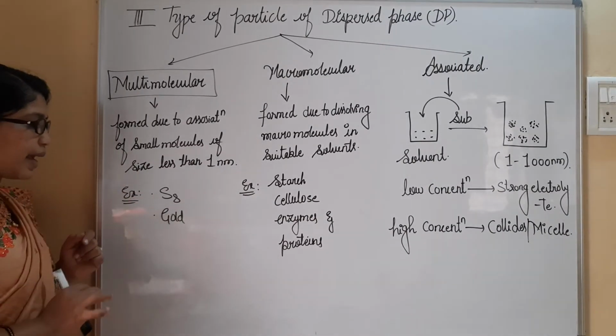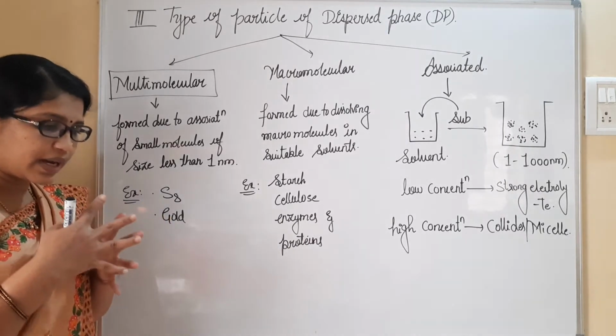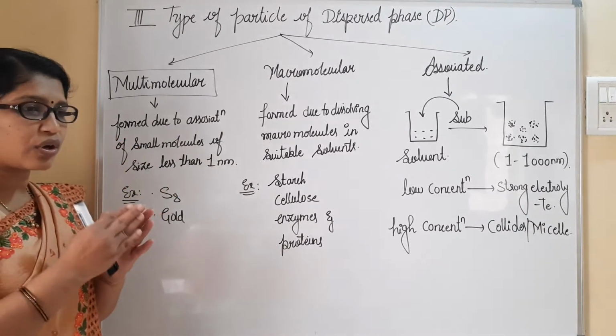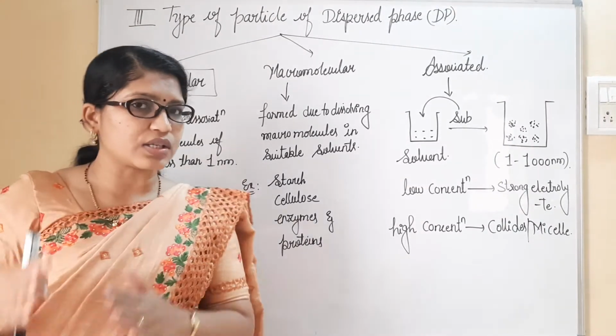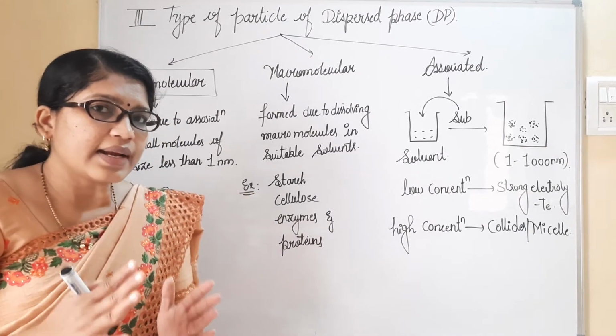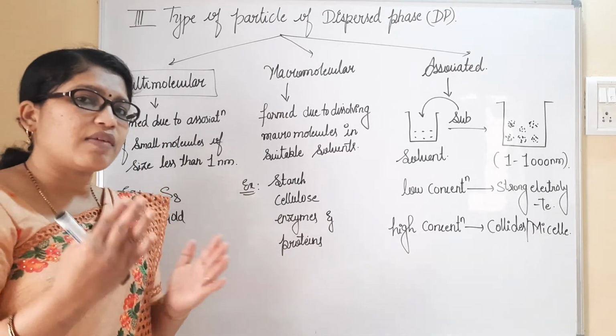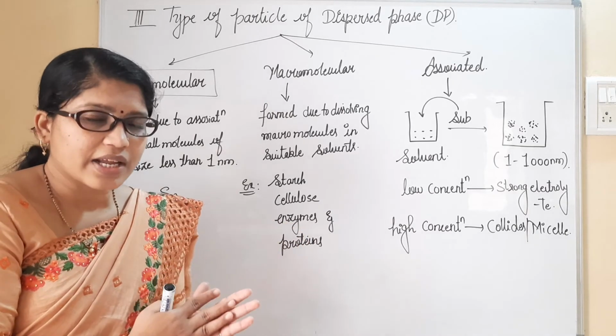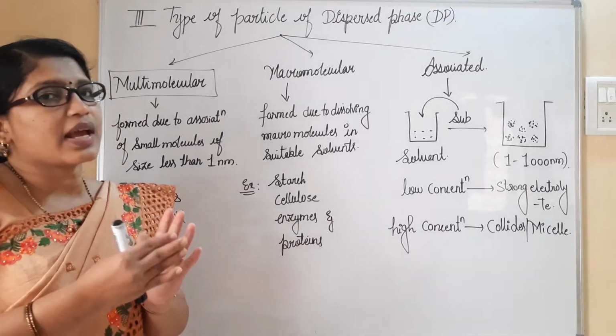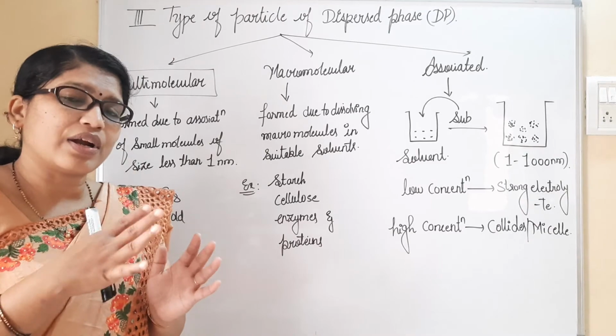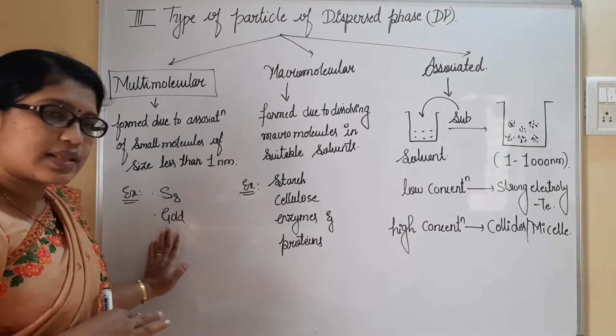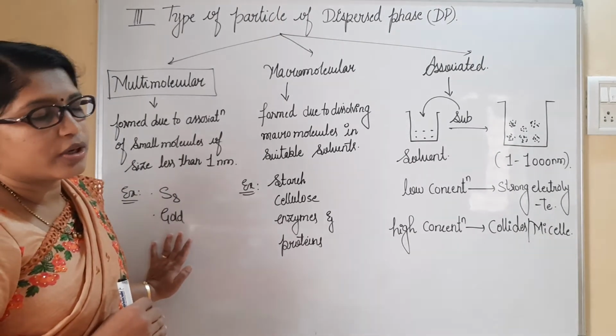So for example, S8: sulfur atoms combine with each other, they will form a network of S8. There is a combination like that. 8 sulfur atoms combine with each other, and at last they will come into the colloidal range. Before the colloidal range, they have size less than that of the colloidal range. And the other example I have written here is gold, right?